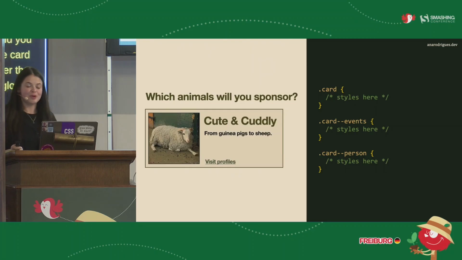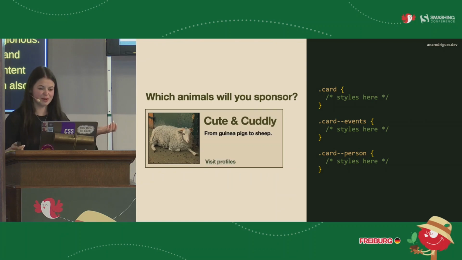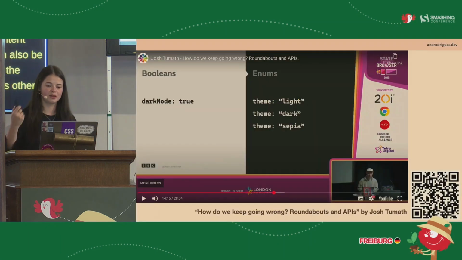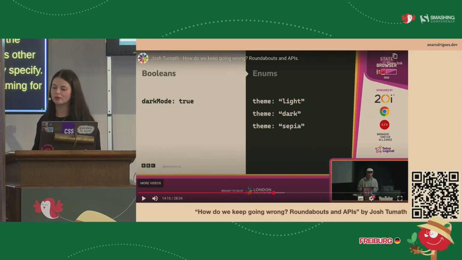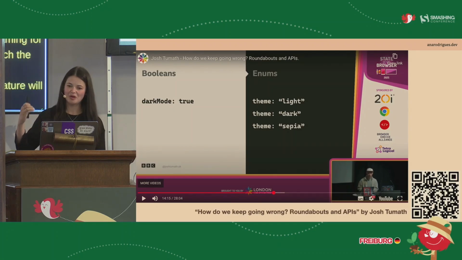Actually, the content editors realized that the card can also be useful to do other stuff. So the person card block now fits other needs that actually weren't really specified. So now you have a naming for things that don't really match the usage. So think about how a feature will evolve. It's exactly what Josh Tumat says in their talk, about roundabouts and APIs.